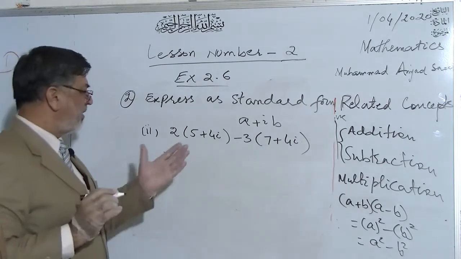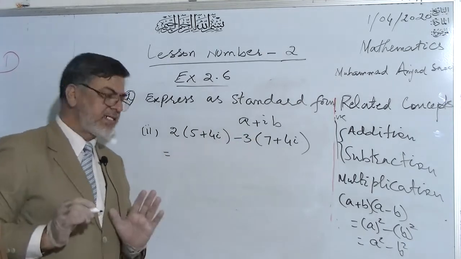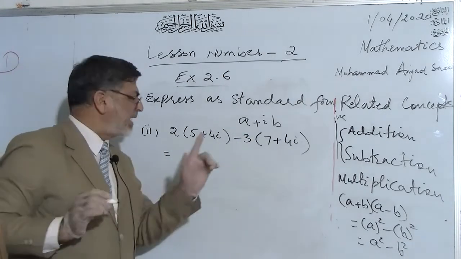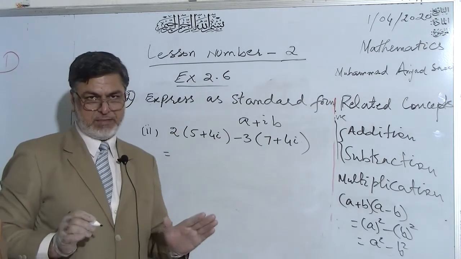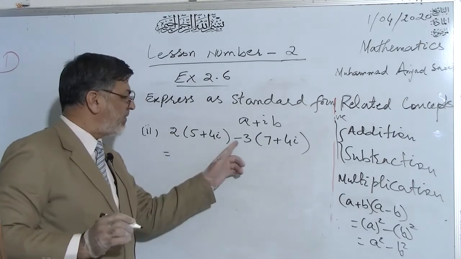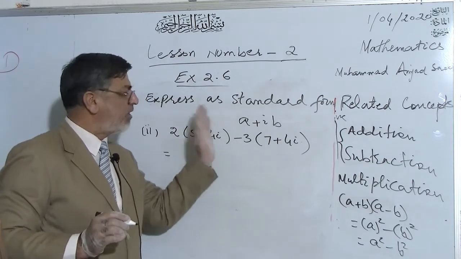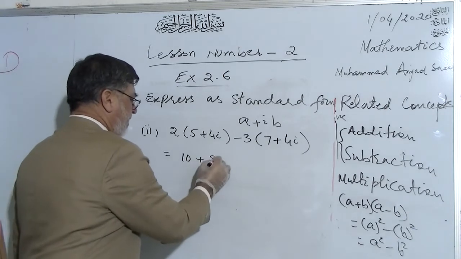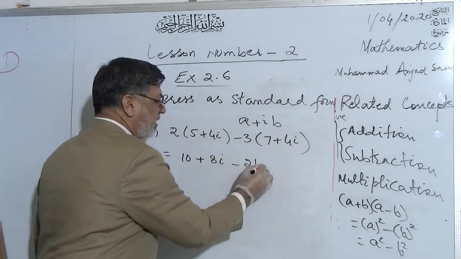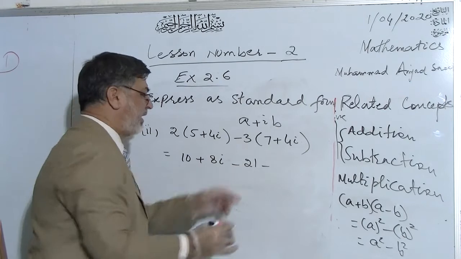Now, first of all, open up the brackets and remember, when there is a negative sign outside, there is a change of sign. Remember that whenever there is a negative sign outside the bracket and you are going to open it, there will be a change of sign. Here is 10 plus 8 iota minus 21 and plus minus minus 12 iota.